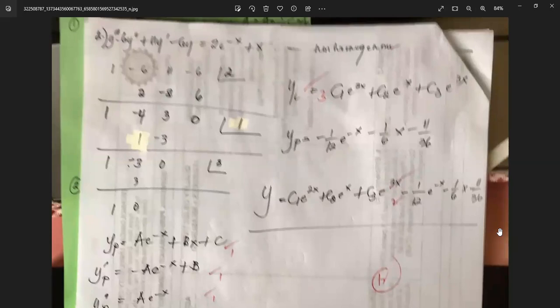You have the third derivative minus 6y double prime plus 11y prime minus 6y equal to 2e raised to negative x plus x. So I modified it in the sense that in that particular first item I discussed, I only reflected the 2e raised to minus x, but this time I added the x.